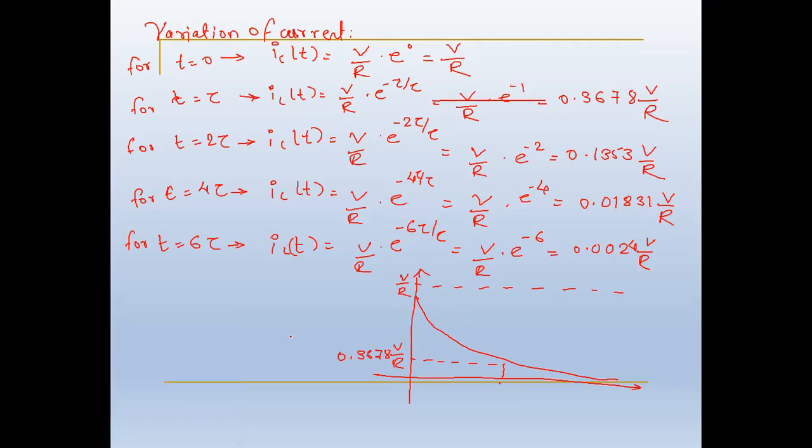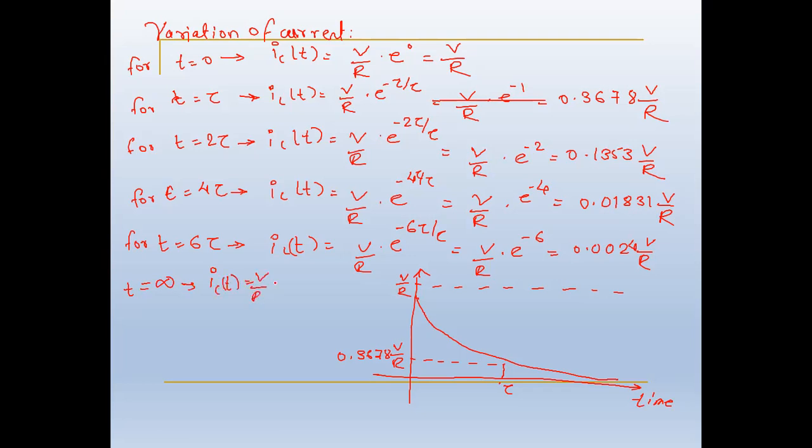So what does it indicate? The variation of current decays exponentially, which means the current rapidly decreases to the value 0.3678 V by R at t is equal to tau, and after that the rate of decay decreases and the current reaches the steady state value. Understood? Okay.